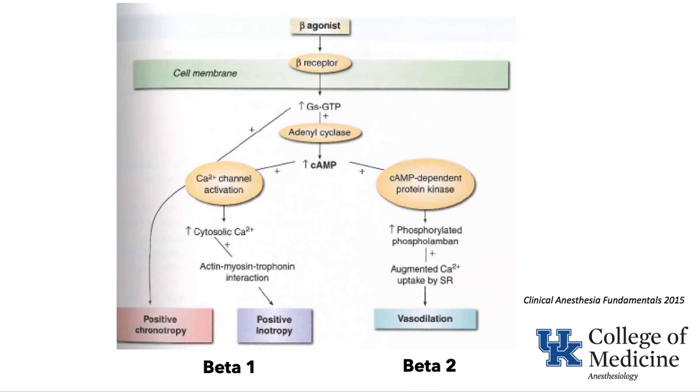Let's look now at beta agonist effect and separate it into beta 1 and beta 2. When you have beta agonism, you can see that cyclic AMP increases, and if you follow it down to the left, you find that cytosolic calcium goes up, resulting in increased inotropy and increased chronotropy. Beta agonism also, via a different pathway, results in augmented calcium uptake by the sarcoplasmic reticulum and vascular smooth muscle, resulting in vasodilation. So beta 2 effects, vasodilation, beta 1 effects, chronotropy, increased heart rate, and inotropy, or contractility.